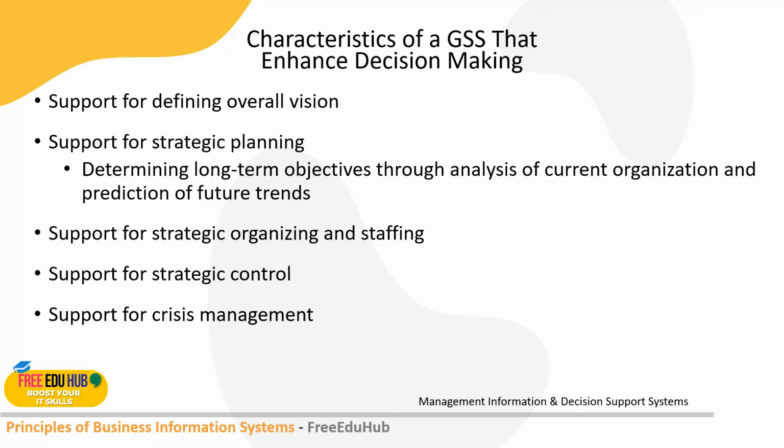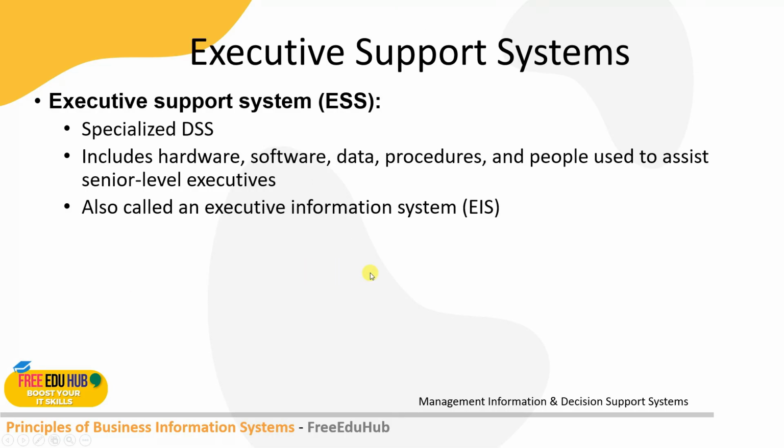After that, we have executive support systems. They are specialized decision support systems that include hardware, data, procedures, and people, and are used for executives and senior level executives. They are also called executive information systems. Now they are tailored to individual executives, whereas DSS are not tailored to be for particular or normal users. They present information in the preferred format that the executives would require.